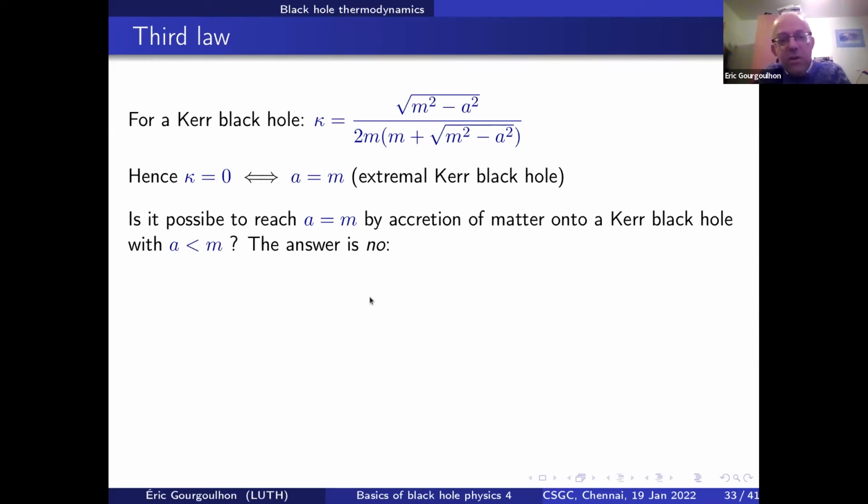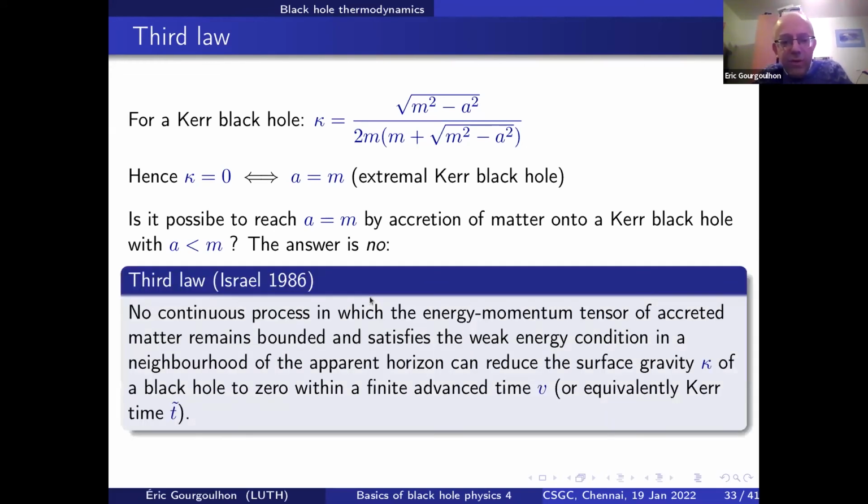There is a theorem which is called the third law. It was proved rigorously by Werner Israel in 1986. And the theorem says that no continuous process in which the energy momentum tensor of accreted matter remains bounded and satisfies the weak energy condition in the neighborhood of the apparent horizon can reduce the surface gravity kappa of a black hole to 0 within a finite advanced time v.